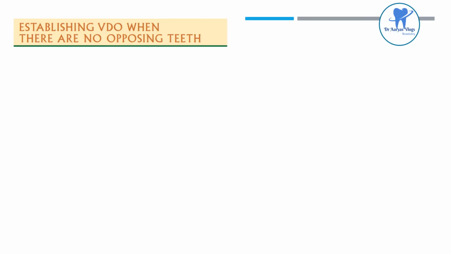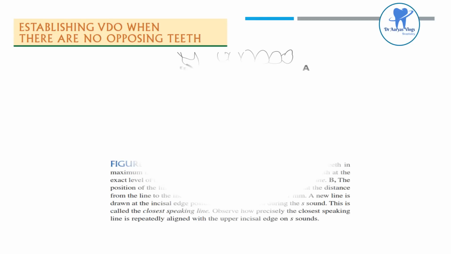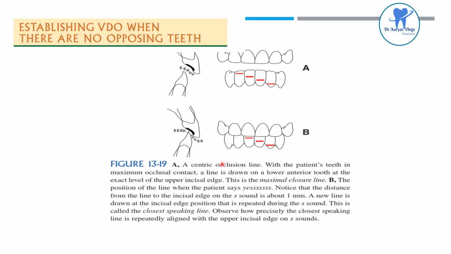When there are no opposing teeth, how do we establish the vertical dimension of occlusion? Here it is the centric occlusion line as we already discussed. With the patient's teeth in maximum occlusal contact, a line is drawn on the lower anterior tooth at the exact level of the upper incisal edge. This is known as the maximal closure line.